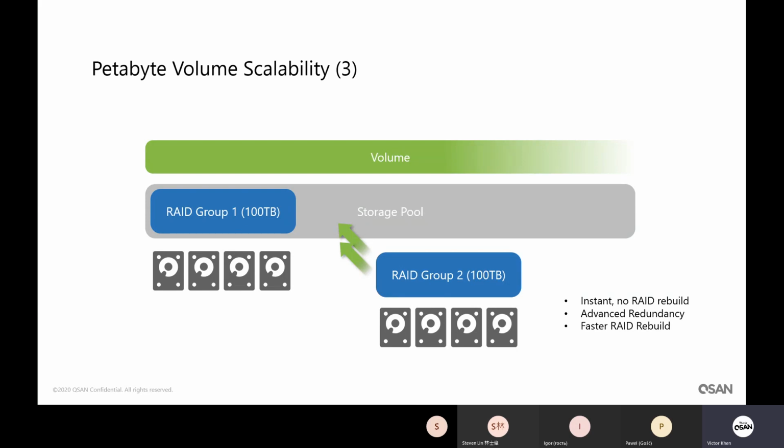Also, we get advanced redundancy, because whenever one drive fails in any of the RAID groups, the time to rebuild the RAID will be much faster than if we had a large storage pool or a larger RAID group. Yes, and these are the main advantages of having a large volume with the RAID groups divided into smaller pieces.